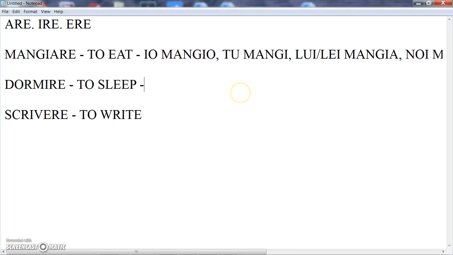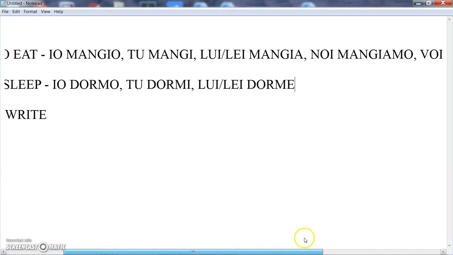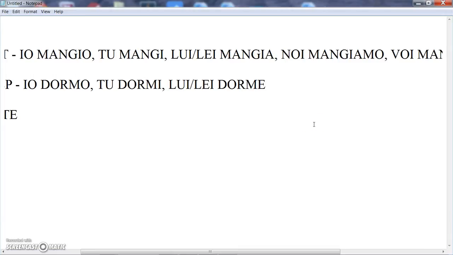For dormire, it's pretty much the same, only there is a slight difference. So, like I said, how you have to drop the ARE, you're going to drop the IRE. So it's going to be io dormo, tu dormi. So far it's the same. See? Lui, lei, dorme. So it's not going to be dorma, it's dorme. That's just the form for the IRE. For conjugating regular IRE verbs, the form is E and not A, like in the first example up here. So it'd be noi dormiamo, like above.